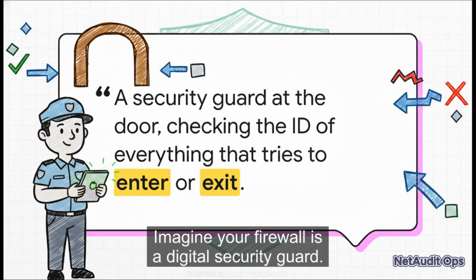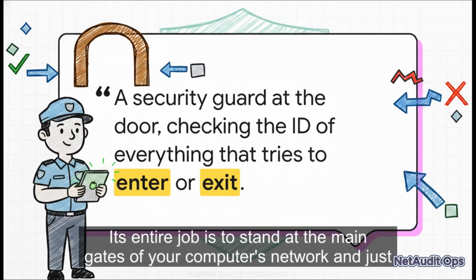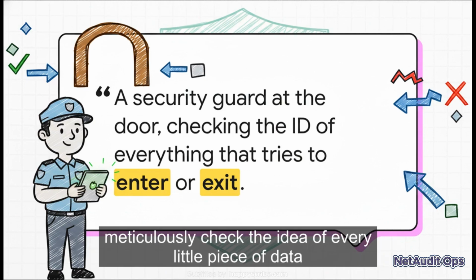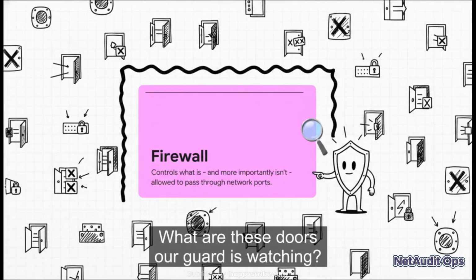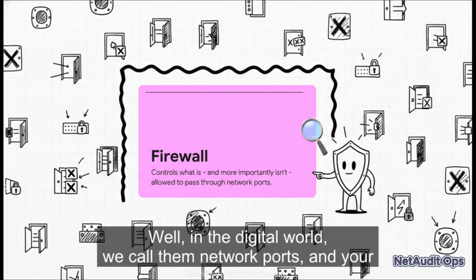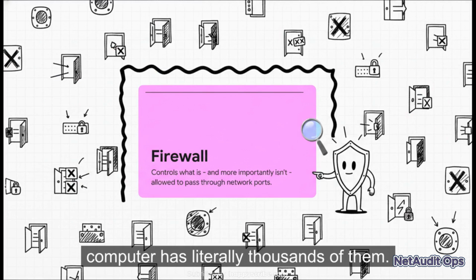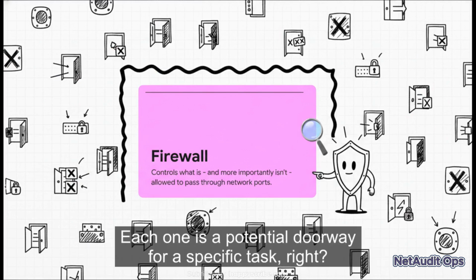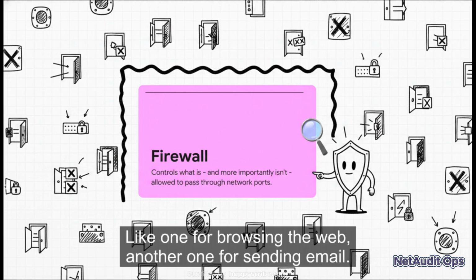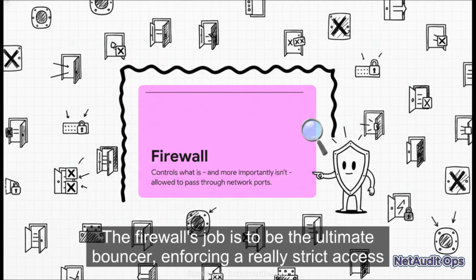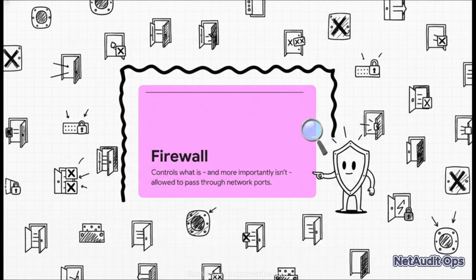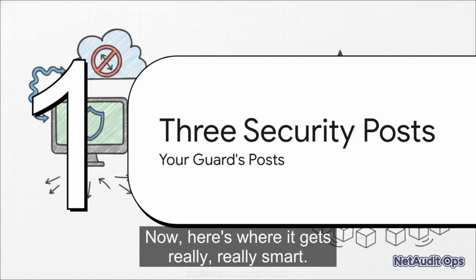Imagine your firewall is a digital security guard. Its entire job is to stand at the main gates to your computer's network and just meticulously check the ID of every little piece of data that tries to get in or out. So, what are these doors our guard is watching? Well, in the digital world, we call them network ports. And your computer has literally thousands of them. Each one is a potential doorway for a specific task, right? Like one for browsing the web, another one for sending email. The firewall's job is to be the ultimate bouncer, enforcing a really strict access policy on every single one of those doors.